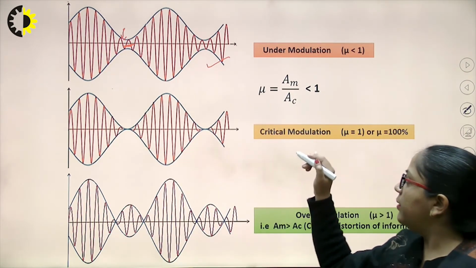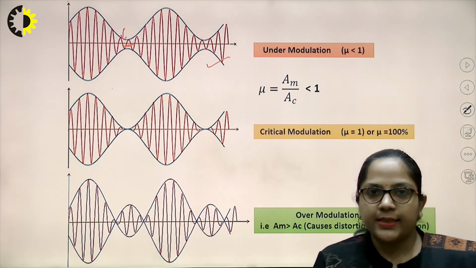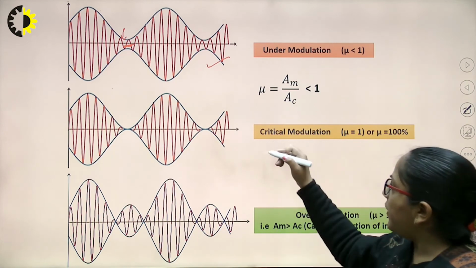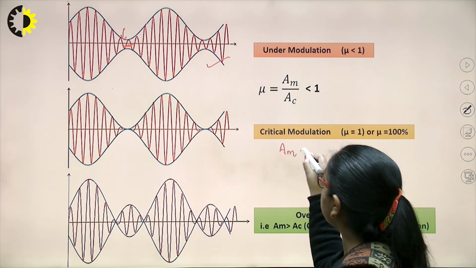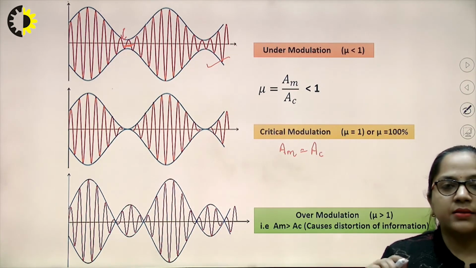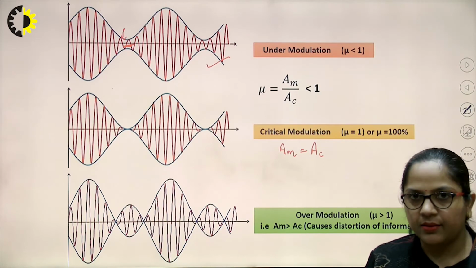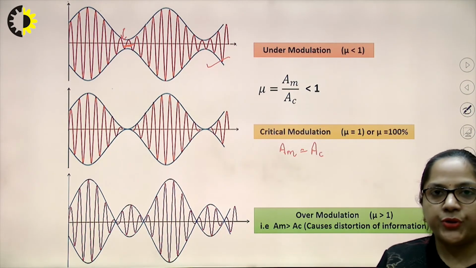The second one is the critical modulation, where mu is equal to 1 or exactly 100%. When will we get this condition? When the maximum amplitude of the message signal is exactly equal to the maximum amplitude of the carrier signal. So, in this condition we will have mu equal to 1.